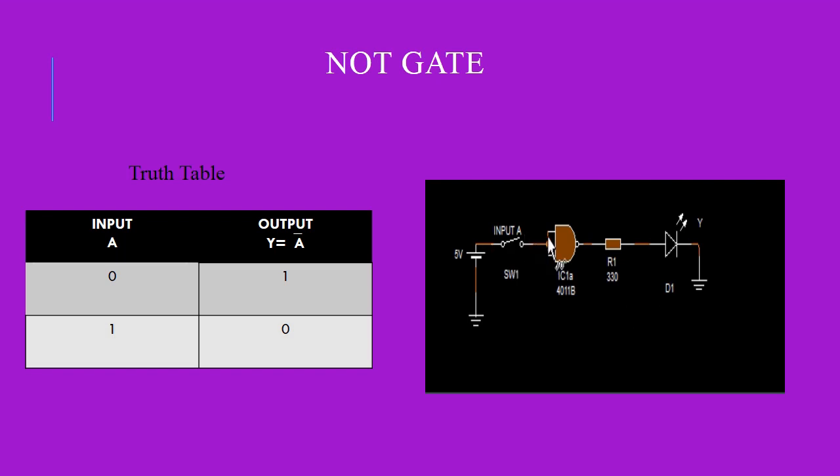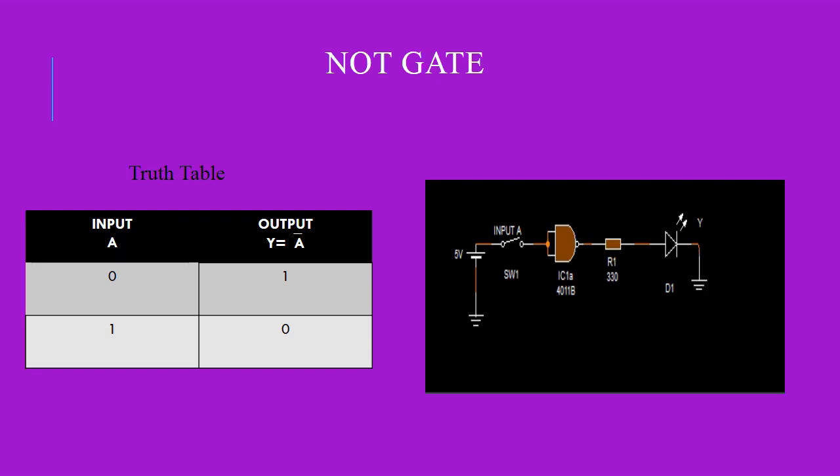Okay. So, here we see that this pin number is 1. This is pin number 2. So pins 1 and 2 are short circuited and from there we get one input connection. And this output terminal is pin number 3. From here we connected a resistor. This resistor value is 330 ohm. So, this is the circuit implementation of the NOT gate by using one NAND gate.